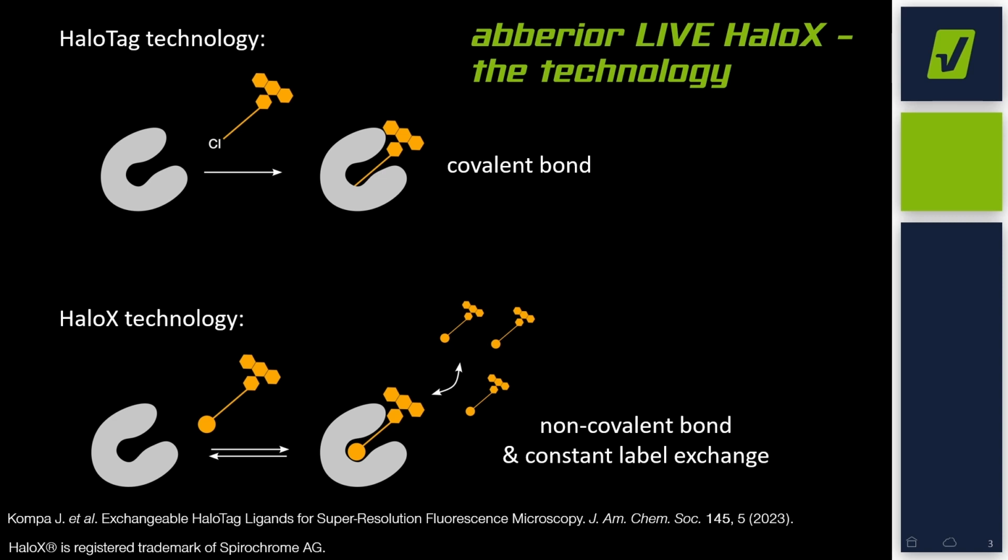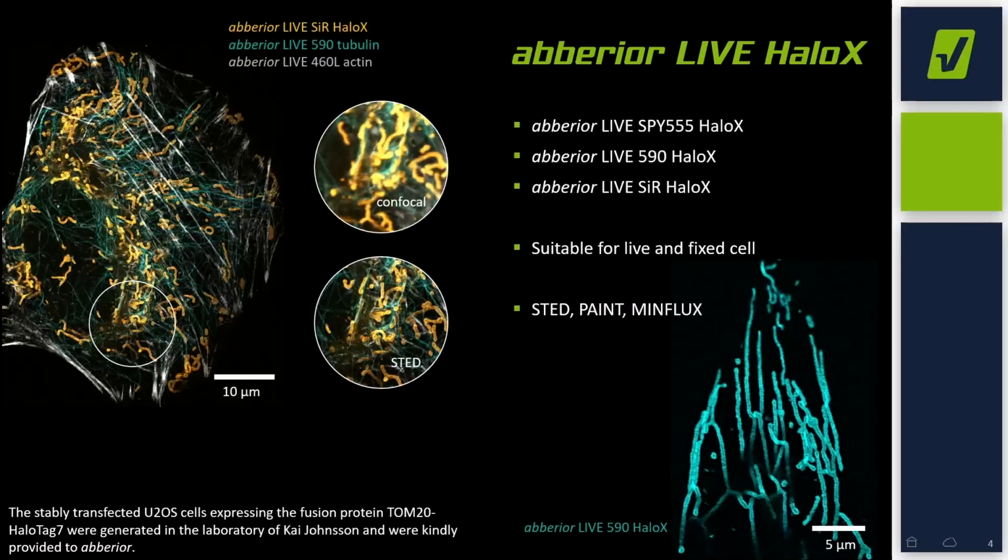In the HaloX technology, which was developed by Kai Johnson and his group, we do not have the formation of a covalent bond of the label, but a non-covalent interaction of the fluorescent label and the HaloTag protein. And this allows a constant exchange of the fluorescent label at the protein binding site. Thereby, photobleaching is reduced, as bleached labels can be exchanged at all times with unbleached fresh labels from the reservoir of the surrounding medium. So this also enables multi-frame STED imaging with very low photobleaching and extends the platform of HaloTag to methods like MINFLUX and PAINT.